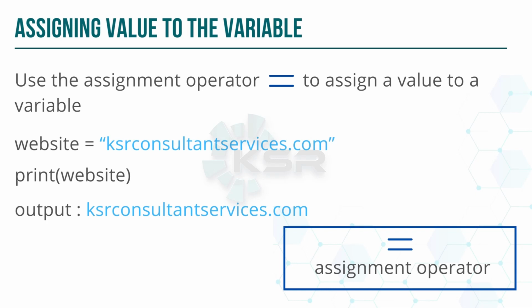We assign values to variables in Python. This is how we do it. And how are we doing it? Using the assignment symbol. The assignment symbol is equals to. A single equals to is the assignment symbol. And then if we do print of website, the expected output is ksrconsultantservices.com. This is the value that gets printed here.